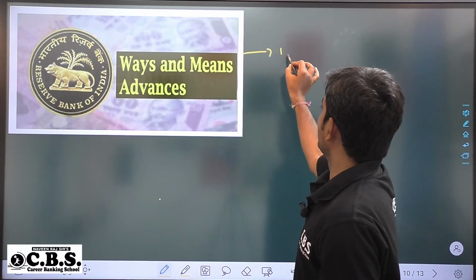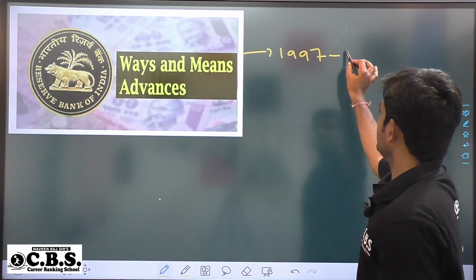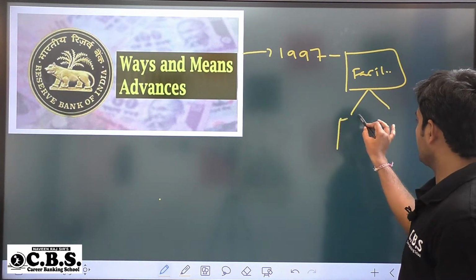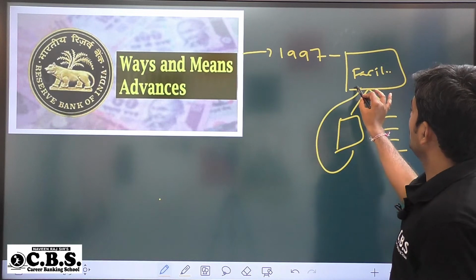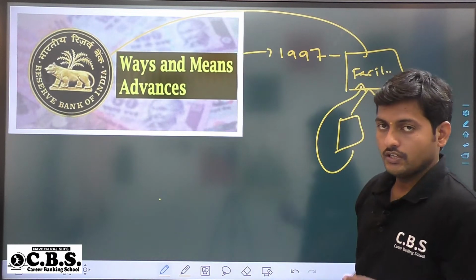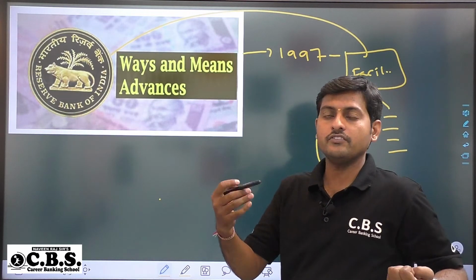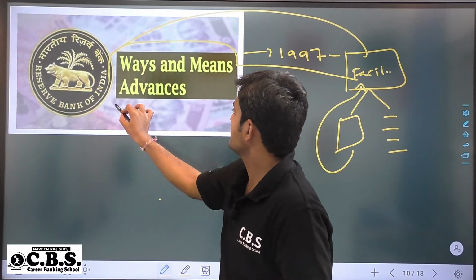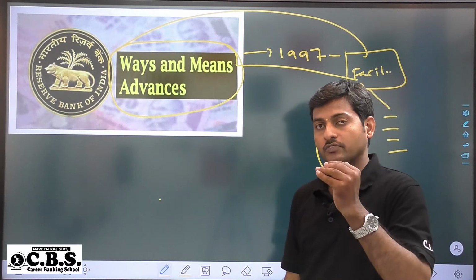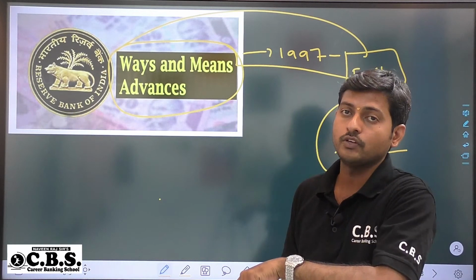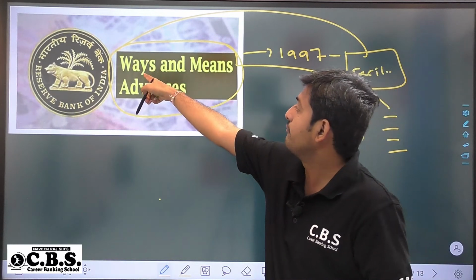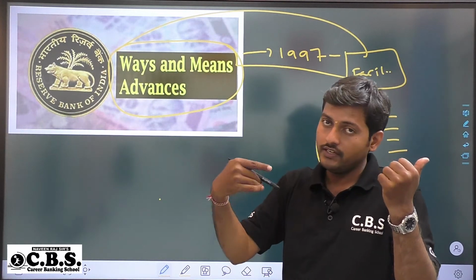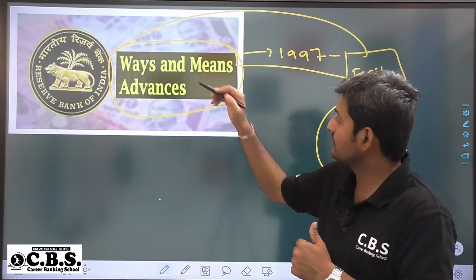See, Reserve Bank of India in the year 1997 introduced a facility. Under this facility, central government as well as state governments can borrow money from Reserve Bank of India. This facility is known as ways and means advances. Very important point from the main exam point of view and also interview point of view. There could be a question, what is the meaning of ways and means advances? This is a facility under which RBI provides loans to the central government as well as state governments. So this is the name of the facility.